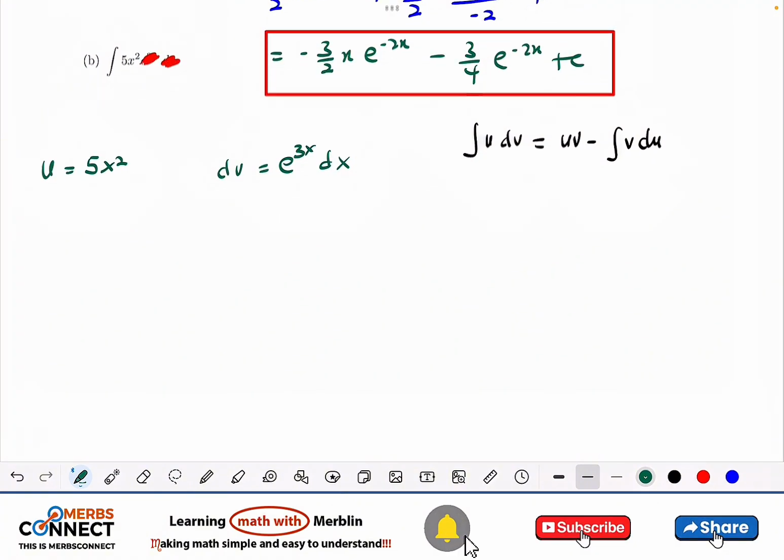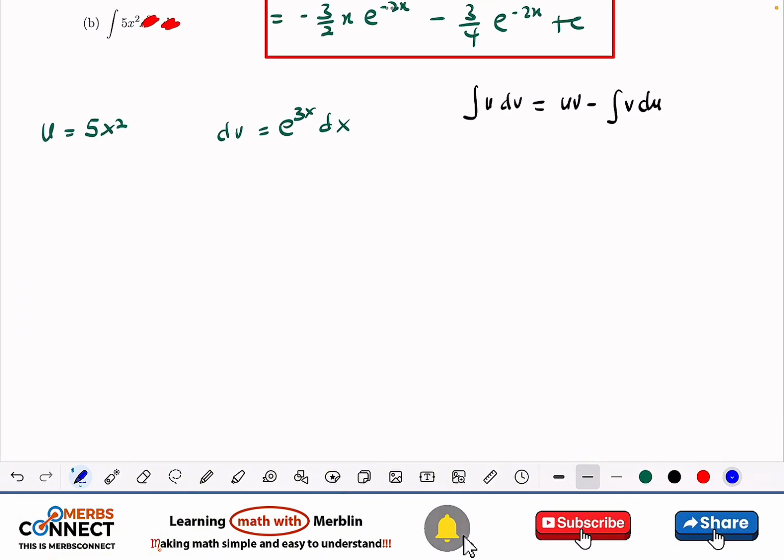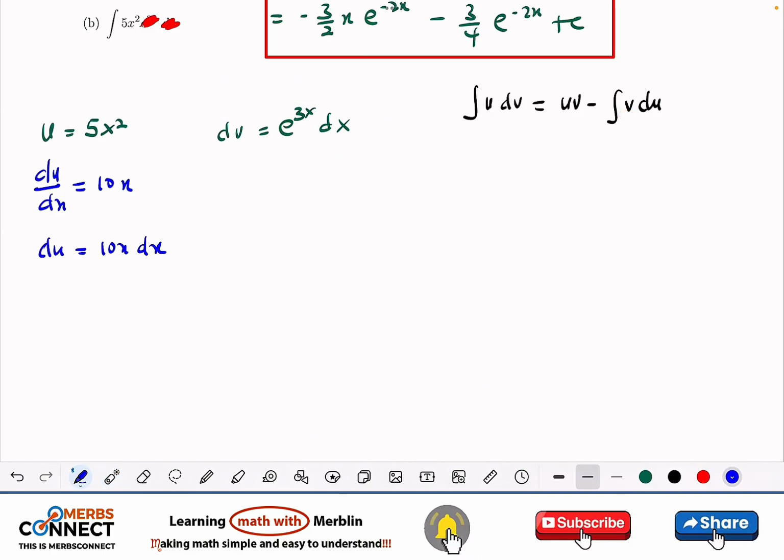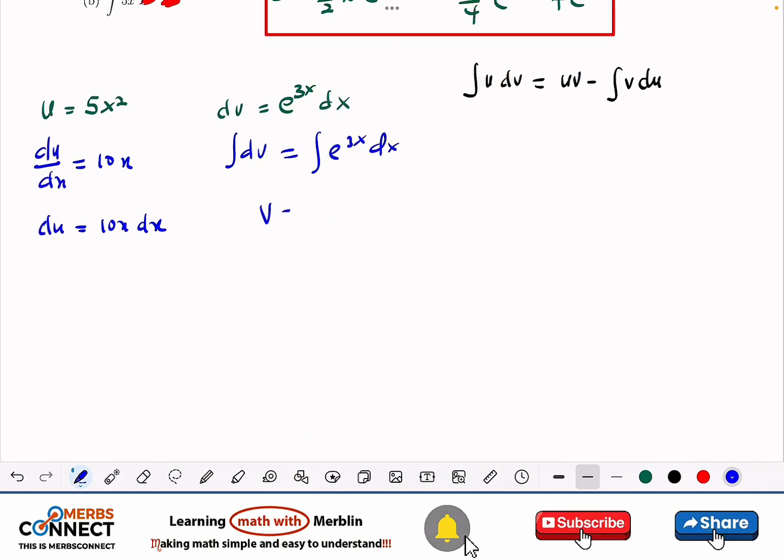So the same process. So I'll move fast. So this is going to be du over dx, which is equal to 10x, right? So what will be du? du will be equal to 10x dx, right? And then I need v. I can get v here. So it's the same process that you are going to go through. So I integrate this, and my v will be equal to e to the power 3x, divided by the derivative of the top, which is 3x, which is going to give us 3.